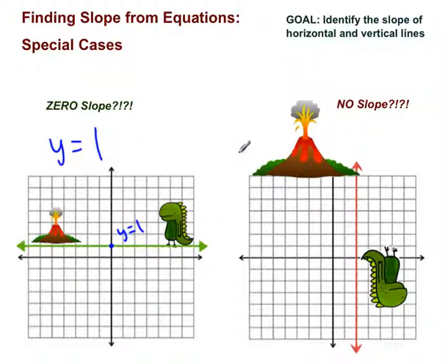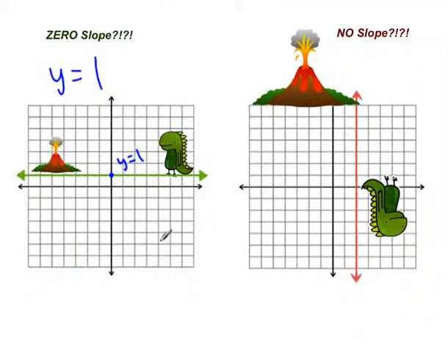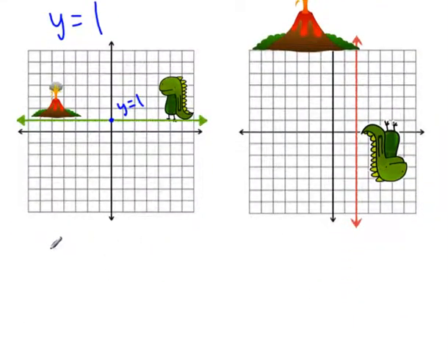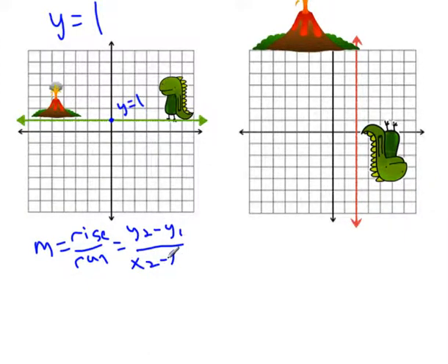Well, what can we do with this? What can we do with y equals 1? How can we find its slope? There's a lot of different ways that we could attack this. So let's start by reviewing one way we can find slope. So if you remember, slope is rise over run, and we can find that by using two different points: y2 minus y1 over x2 minus x1. And again, that's just kind of saying the change in y over the change in x.